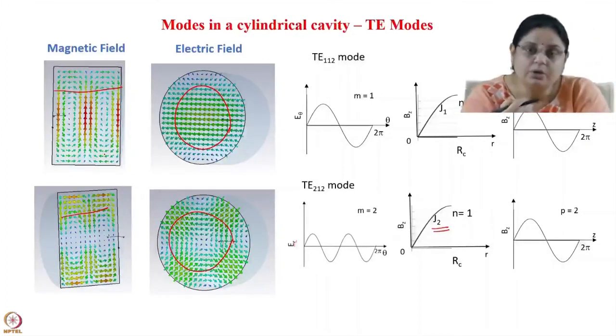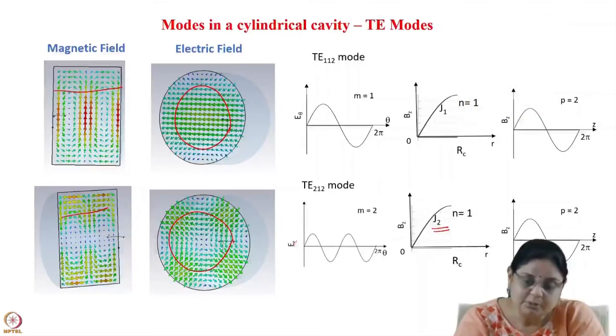So this is how you understand the modes in the cavity. Depending on the values of m, n and p, different types of modes are possible in the cavity.